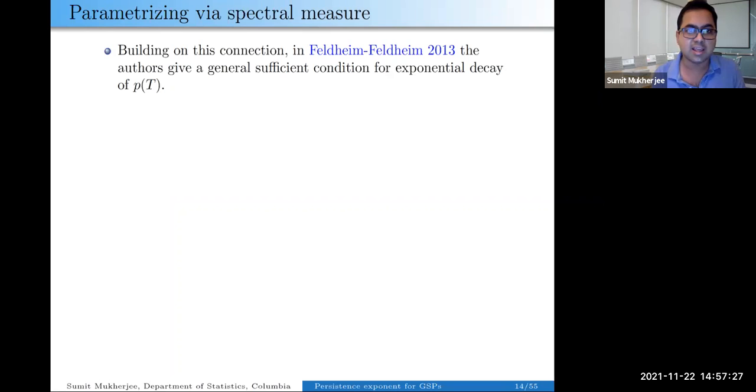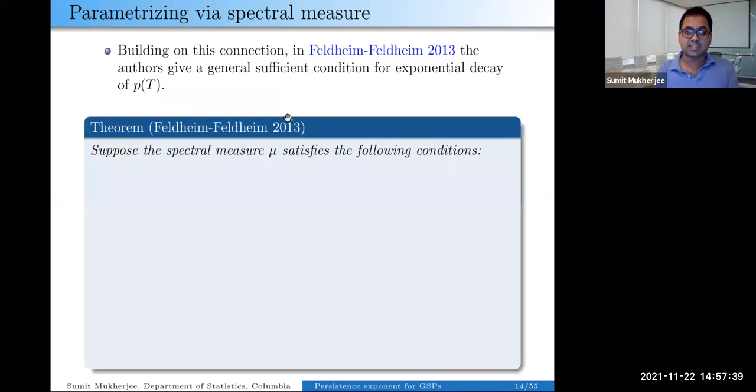And so what is known is mostly from this paper by the Feldheims in 2013, where the authors give a general sufficient condition for exponential decay. So they say that the persistence probability is bounded between 2 exponentials. The exact statement will come soon.